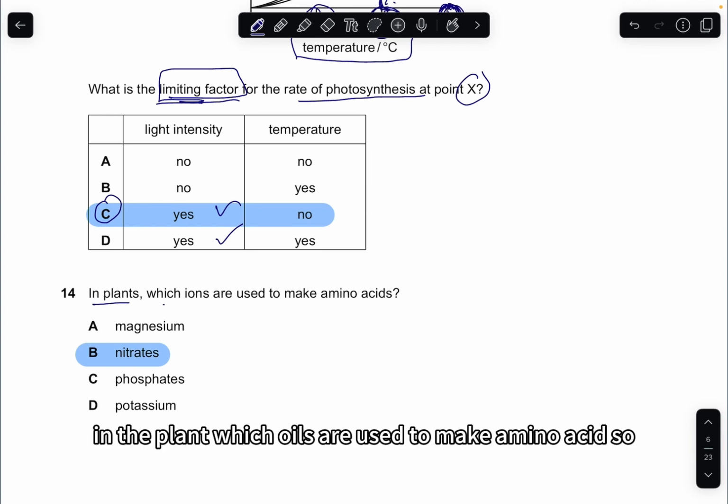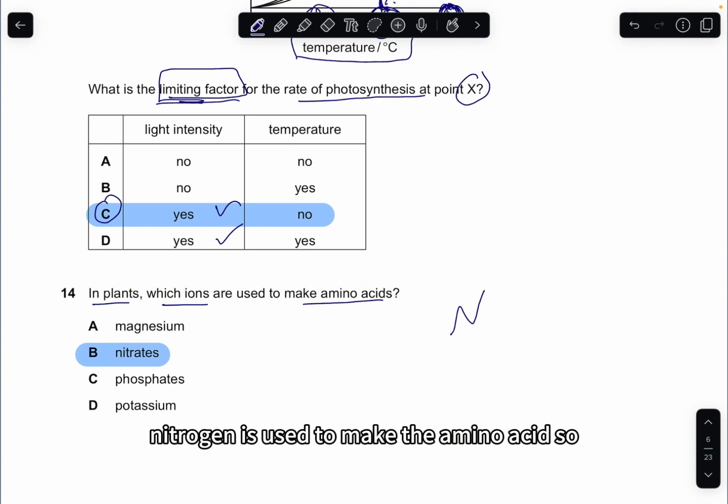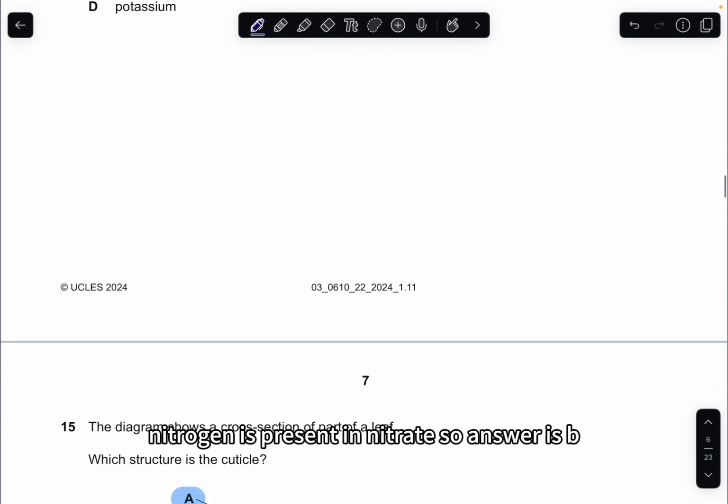In the plant, which ions are used to make amino acids? Nitrogen is used to make the amino acids. Nitrogen is present in nitrates. So the answer is B.